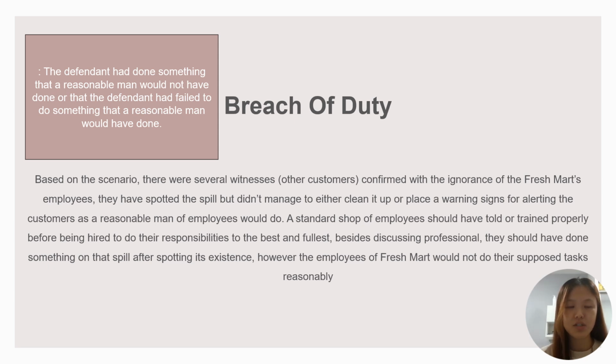Next, breach of duty, which means the defendant did something that a reasonable man would not have done, or failed to do something that a reasonable man would have done. Based on this scenario, a few witnesses confirmed the ignorance of the store employees to that liquid spill. They failed to do what a reasonable man would do, such as cleaning it up or putting up an alert sign. Standard shop employees should have been trained properly before being hired to do their responsibilities to the fullest. Besides being professional, they should have done something about that spill after noticing it.